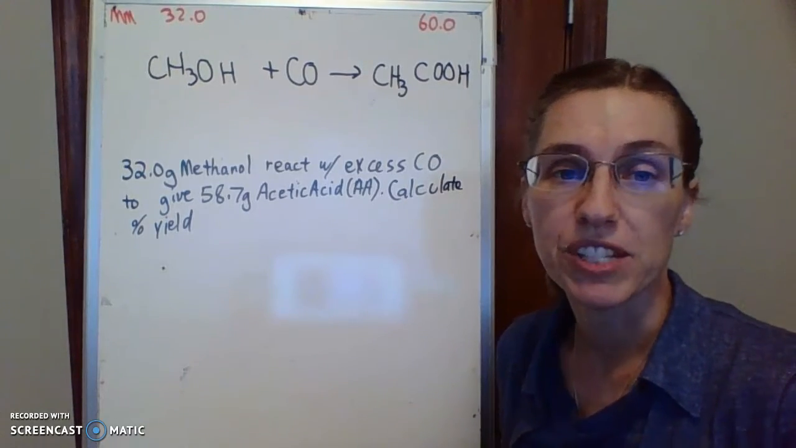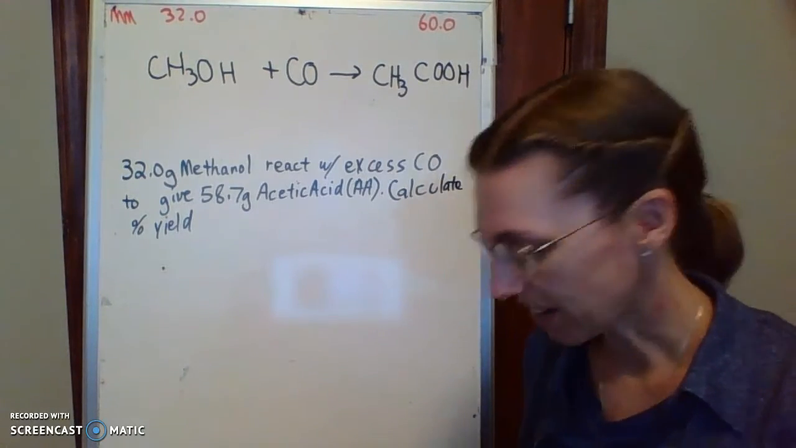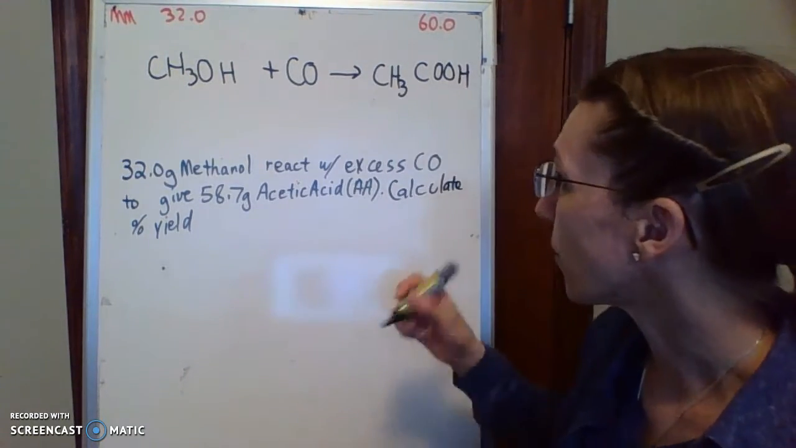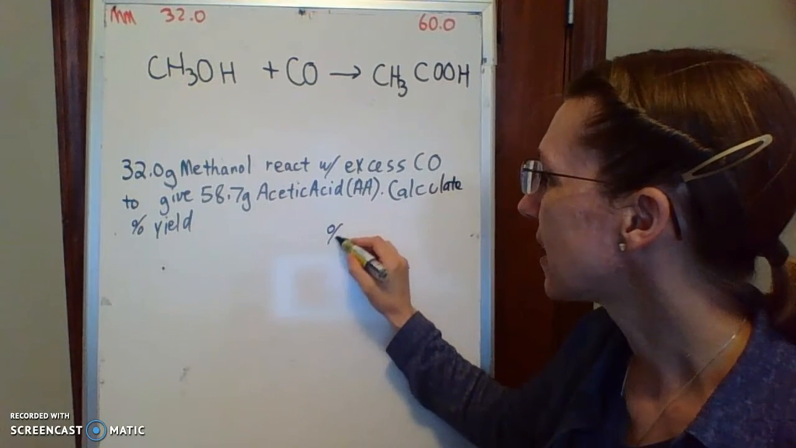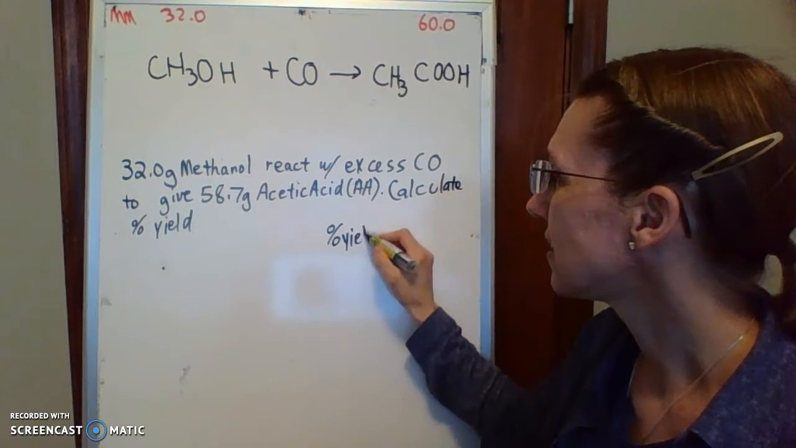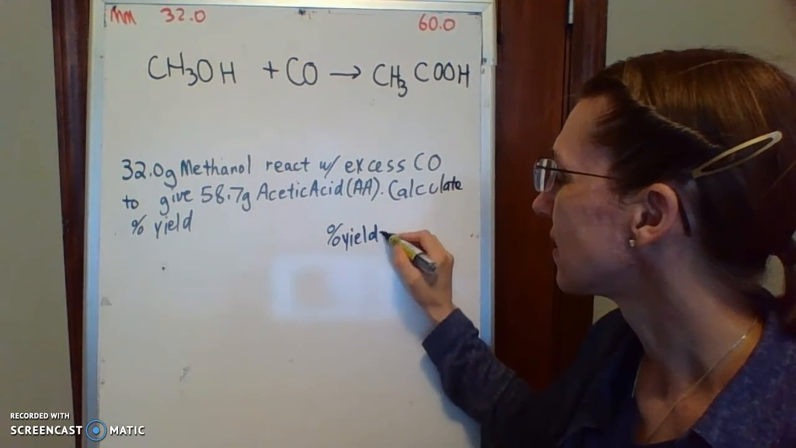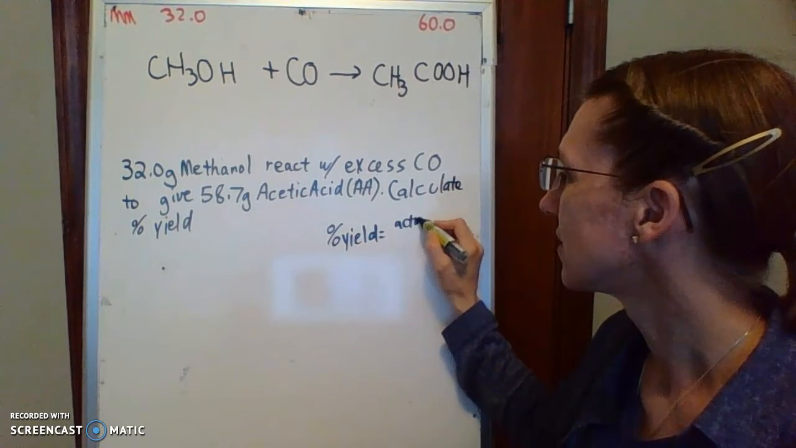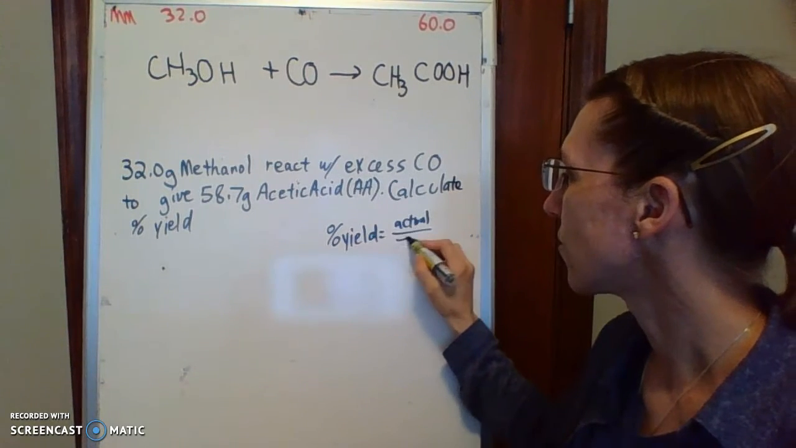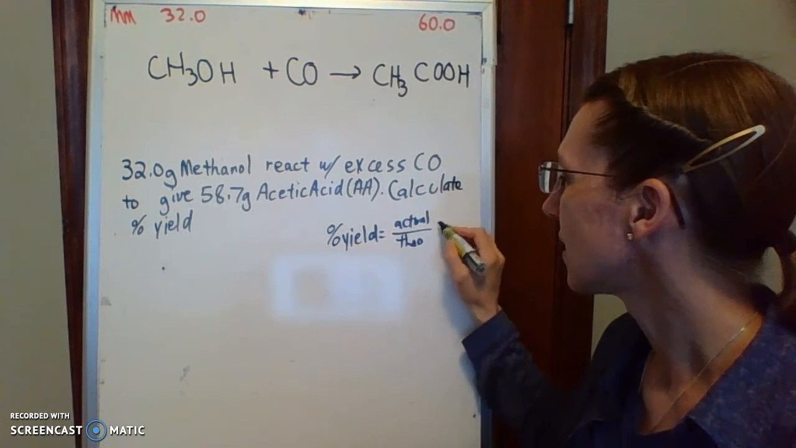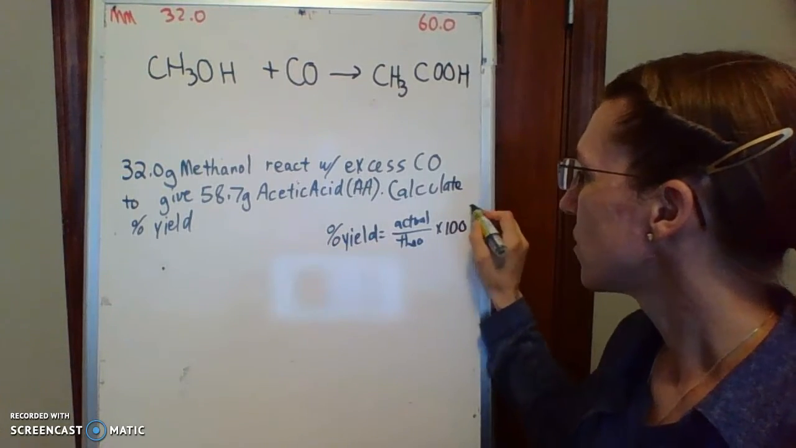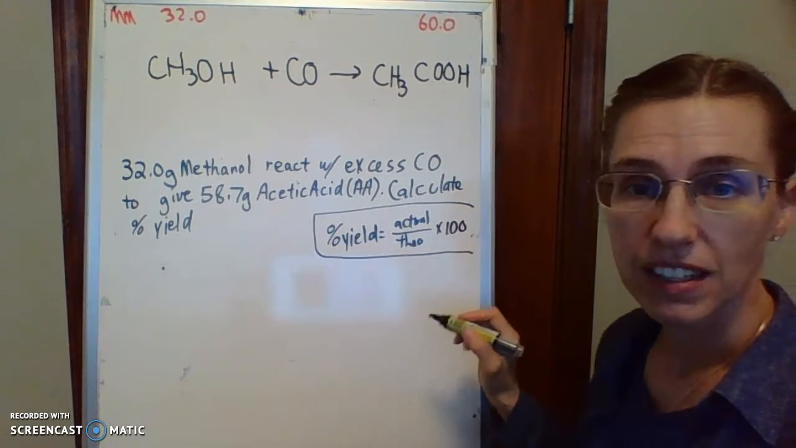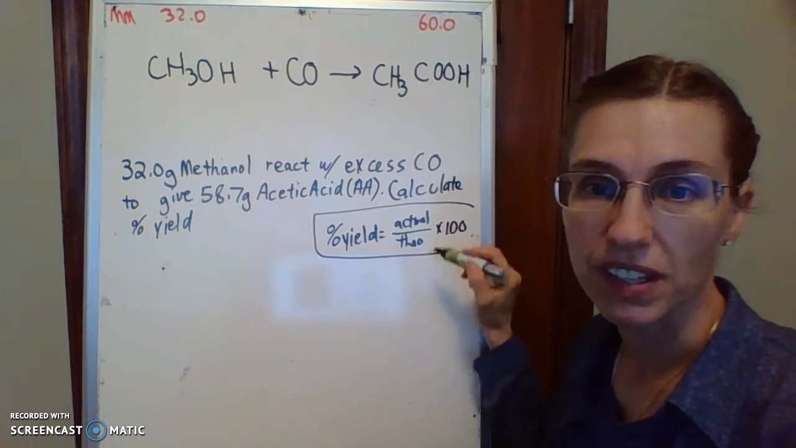So today we're talking about percent yield. And the percent yield calculation is fairly straightforward. We said that percent yield is actually the actual amount that you get over the theoretical amount times 100. So that formula is fairly straightforward. You just plug things in.